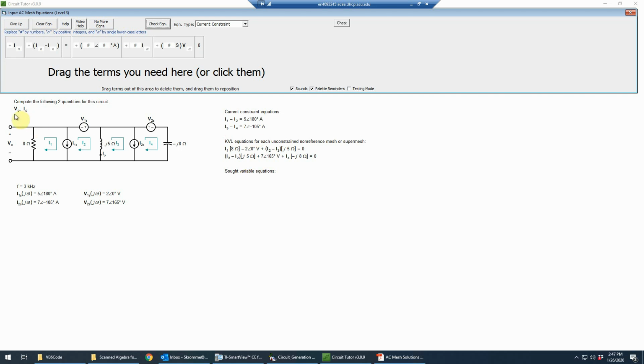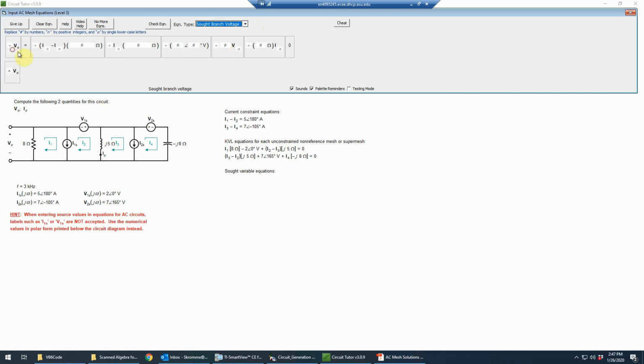And finally, we need a couple of SOT variable equations. So let's do V0 first. That's a SOT branch voltage because it appears across a single element. So we will select SOT branch voltage here on the drop-down. And then we have V0 equals. And now we observe that there's only a single mesh current going through that resistor. Since we've defined the outer mesh current that would go in the opposite direction as 0 as our reference mesh, there's only one, and therefore we need this type of term, which, as you can see from the tooltip, is for voltage dropped across an impedance that has one non-zero mesh current. And that mesh current, of course, is I1 there. And then the value of the resistance is 8 ohms.